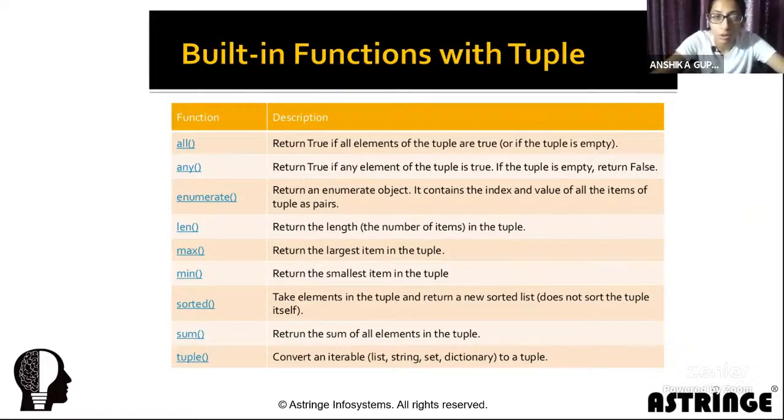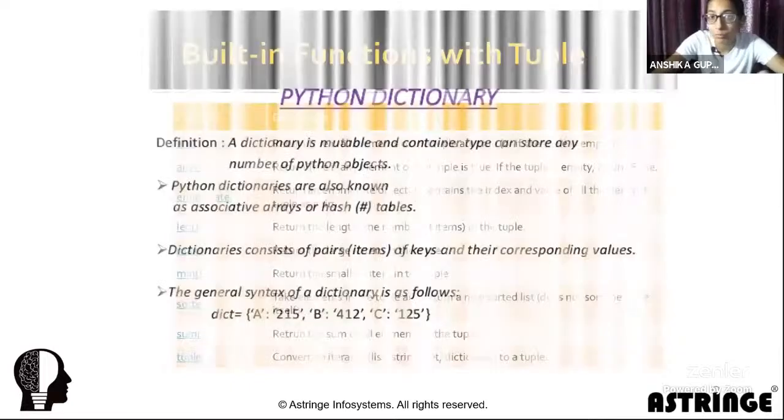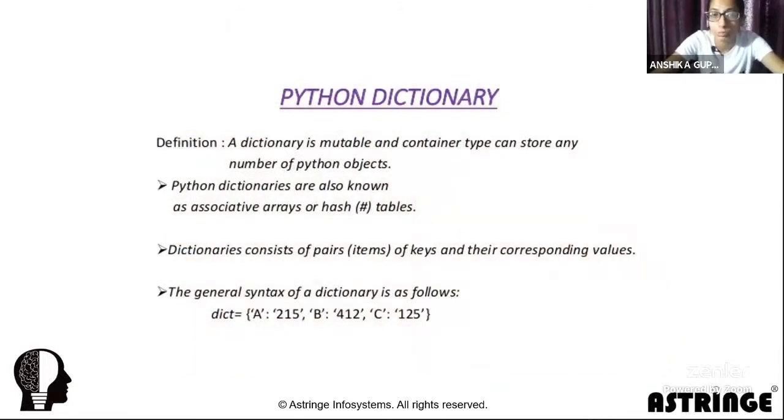Okay. Now, what happens in Python dictionaries and how are they used? Python dictionaries are mutable containers we use to store a number of Python objects. Dictionaries always consist of pairs, that is keys and values.